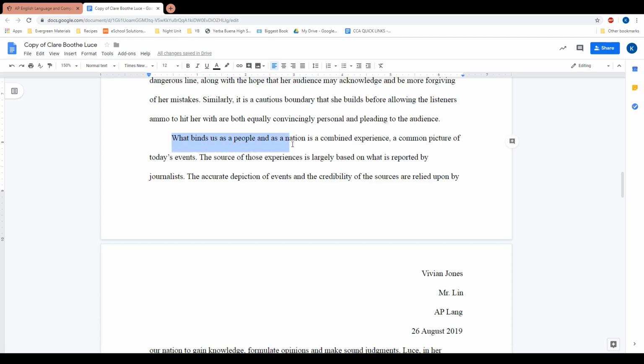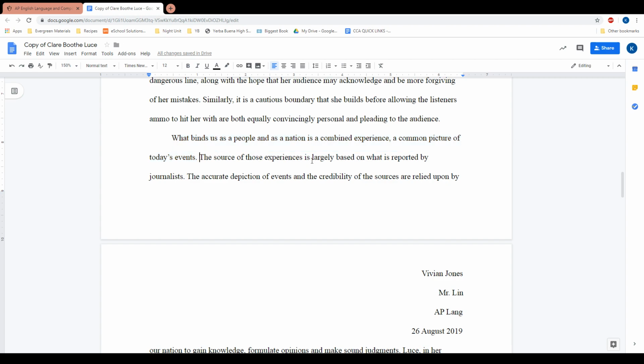"What binds us as a people and as a nation is a combined experience, a common picture of today's events." Wow, that's not even a traditional topic sentence where it's like, I'm going to tell you what this paragraph is about. It gives us a broader idea of the topics in this paragraph in terms of what journalism is and so forth.